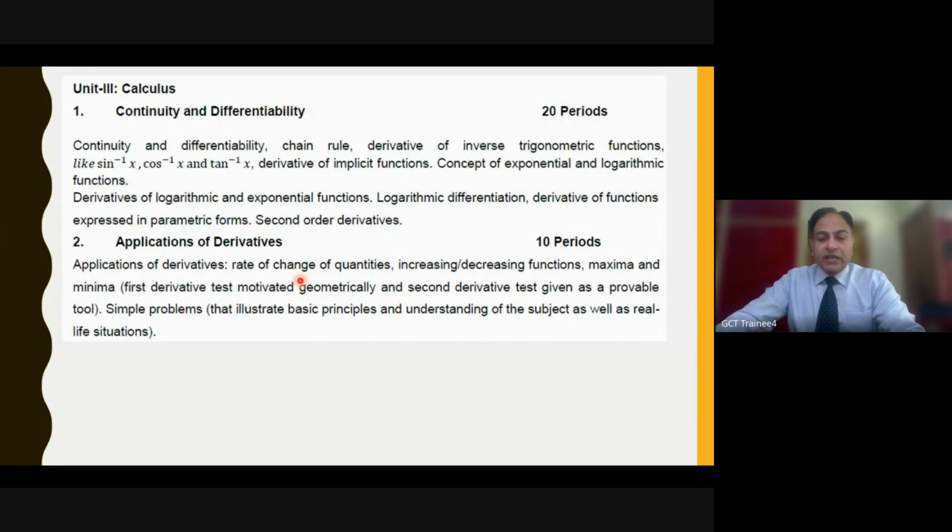Left hand derivative and right hand derivative. See, when we talk about greatest integer function, for justifying that it's not differentiable at integral points, I need the idea of left hand and right hand derivative. So that is very much required.